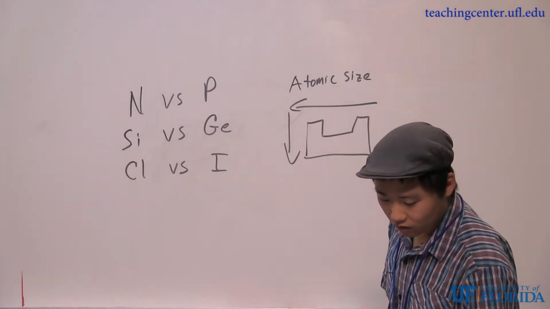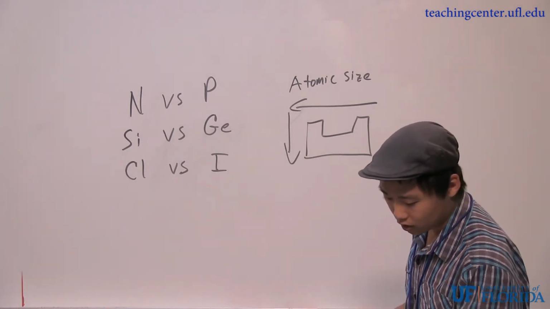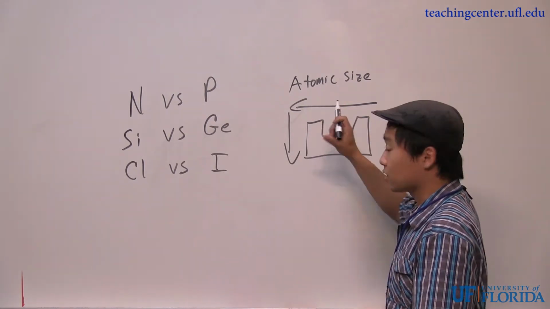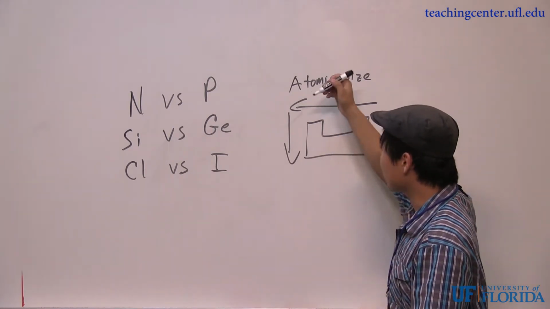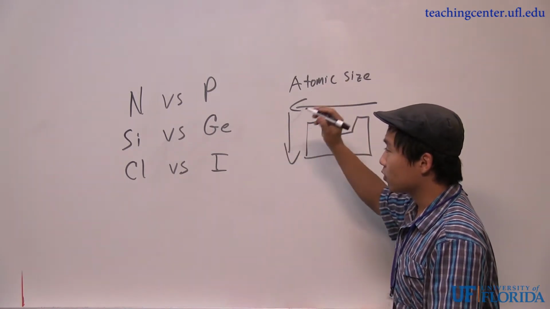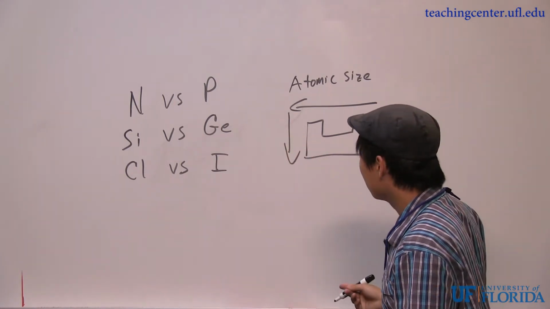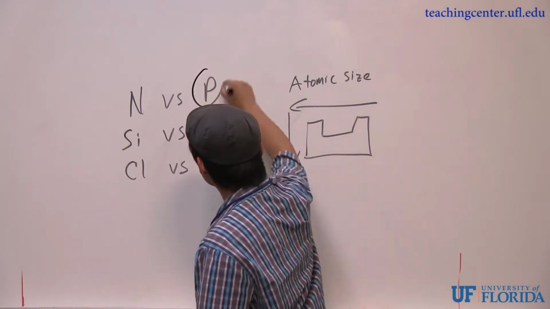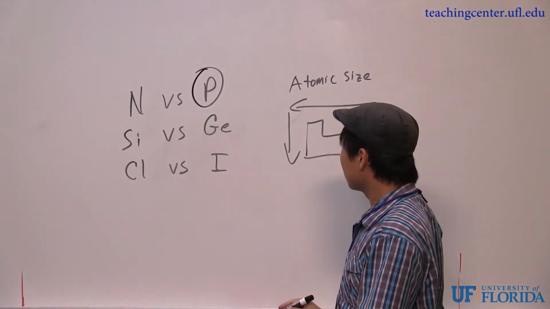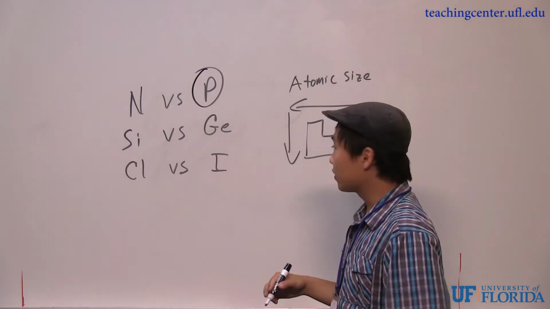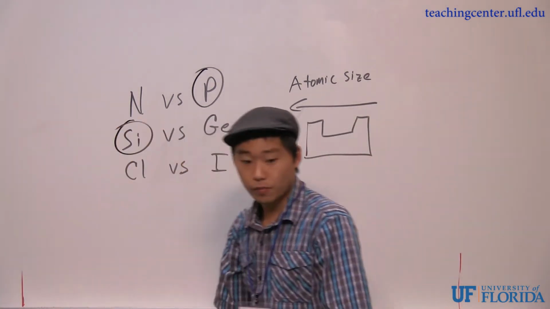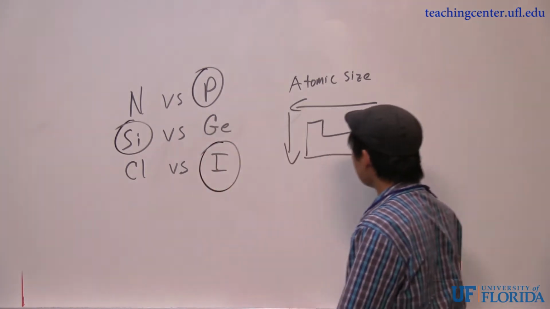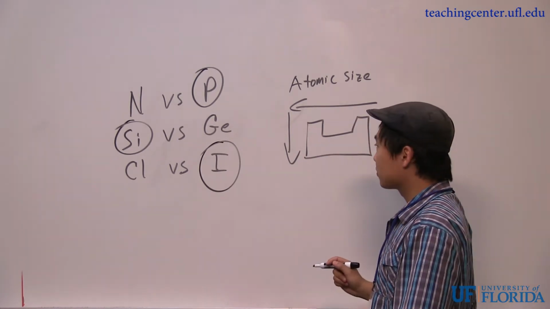Question 4 says, which of the following pairs gives the larger atom, according to the periodic trends? Well, what we need to remember, guys, is that atomic size is a periodic trend, and it increases to the left and down. So which one of these atoms is more to the left and down? Phosphorus is more down, so it's bigger than nitrogen. Silicon is more to the left than germanium, so it's bigger. And finally, iodine is more down than chlorine, so it's bigger. And so that's how you remember this trend, and you have your answer.